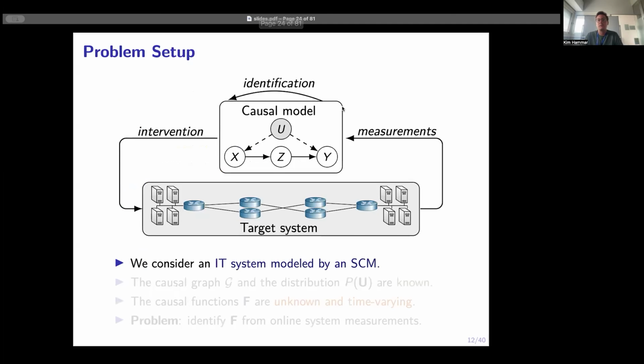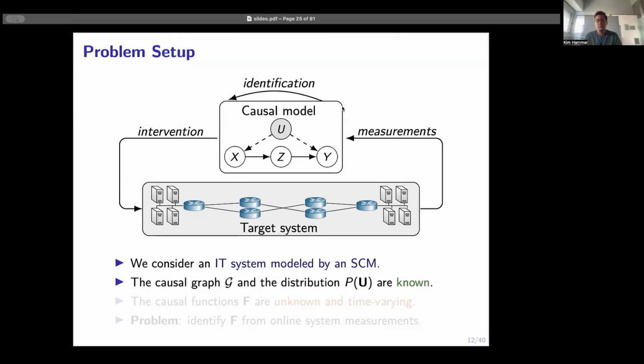So we focus here on general IT systems. And we model the IT system with an SEM. And we assume that the causal graph and the distribution of the exogenous variables are known. So as I mentioned before, the causal graph can typically be inferred from the system configuration. And if that is not the case, if you have a very complicated system and you may not even know the configuration, then there are also algorithms for discovering the graph from data. But that is out of the scope of this presentation.